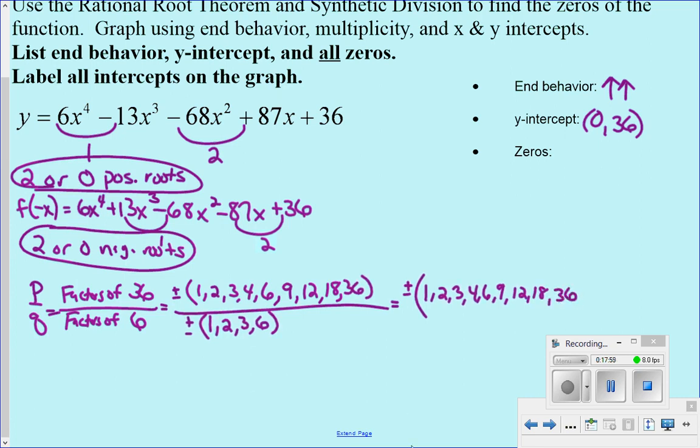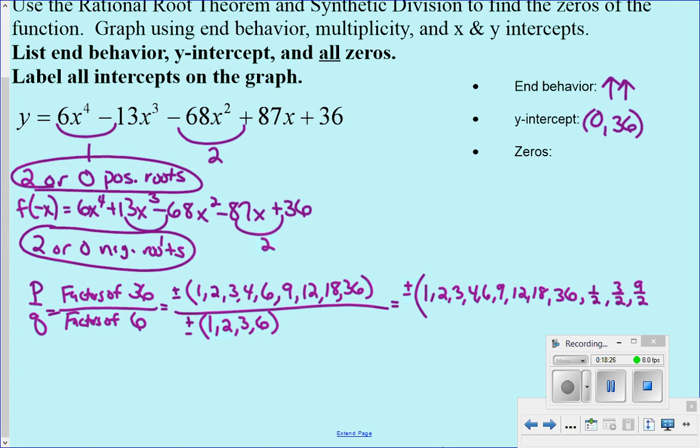If I put those over 2, I'm getting 1/2. 2 halves is already on our list. 3 halves. 4 halves is already on our list. 6 halves is already on our list. 9 halves. 12 halves already on the list. 18 halves already on our list. And 36 halves is already on our list.